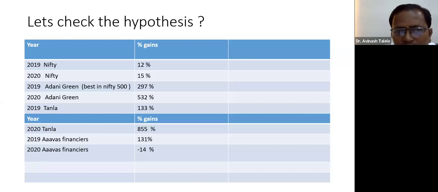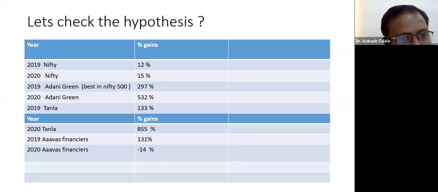So let us check the hypothesis, what I am saying, Newton's law and all of that, whether it is really happening. In 2019, Nifty gave around 12% gains, and in 2020, Nifty gave 15% gains. So fine, Nifty was trending for these 2 years. And it's a reasonably good gain, 12%, 15%. It is a very good gain.